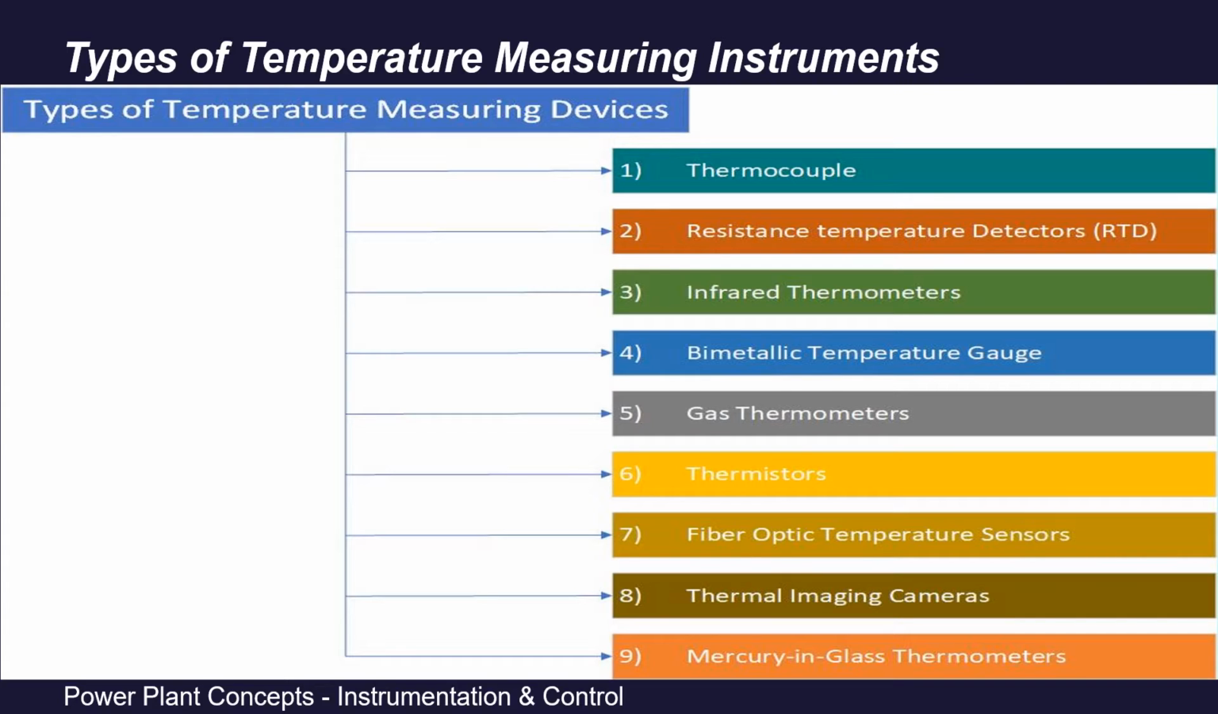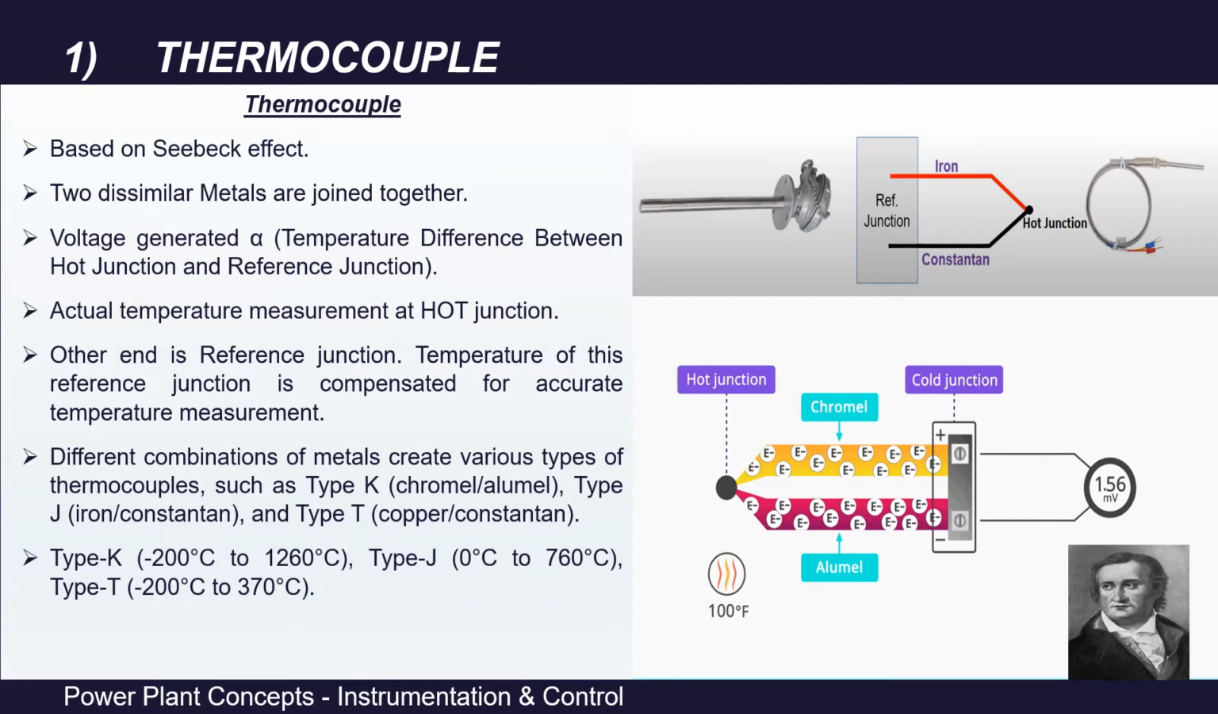RTD means resistance temperature detectors. Then third is infrared thermometers. Next, bimetallic temperature gauges, gas thermometers, thermistors, fiber optic temperature sensors, thermal imaging cameras, and mercury in glass thermometer. So we will discuss all these temperature measuring devices one by one. Our first one is thermocouple.